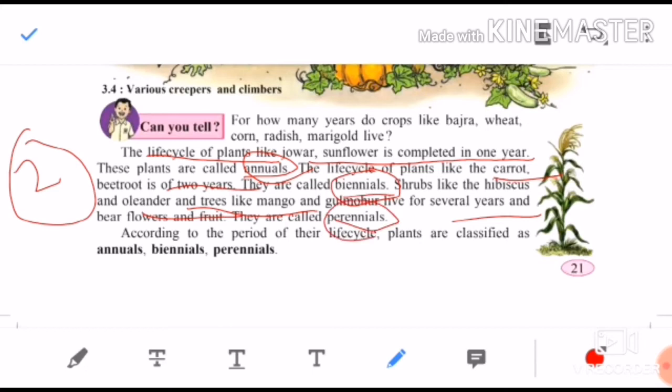So they are called perennials. They live for many years. We can't say at what year they will die. So they live for many years. That is why they are called perennials.